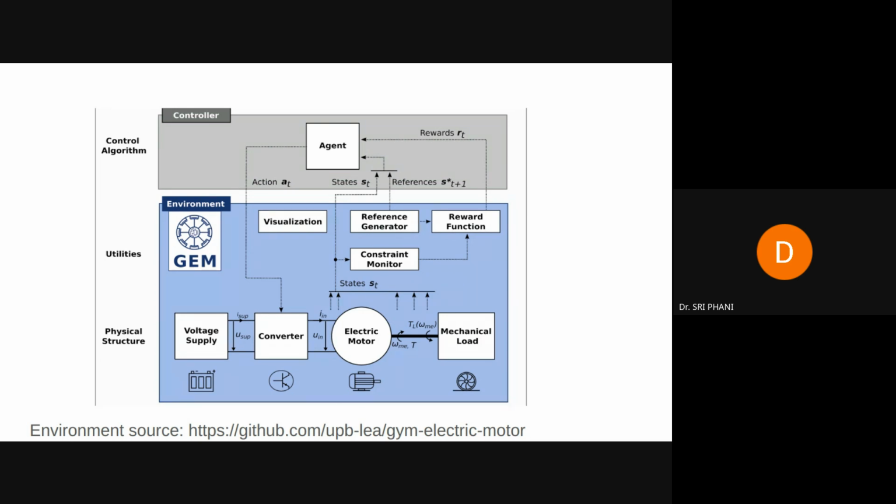GYM is actually given by OpenAI, released by OpenAI. This can be done in Python, and you can develop the DRL algorithms also using Keras or PyTorch.